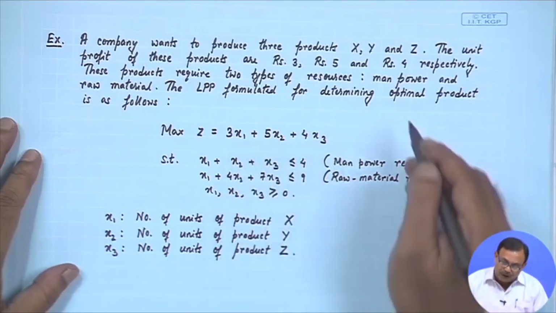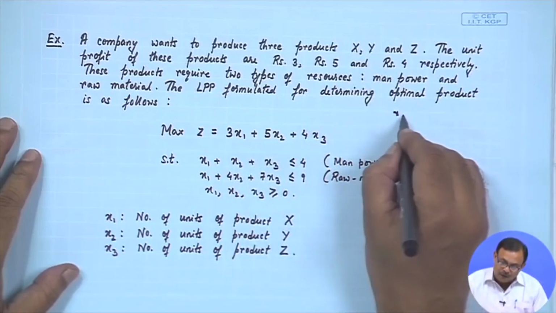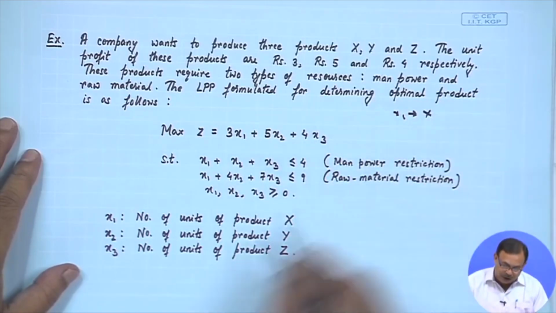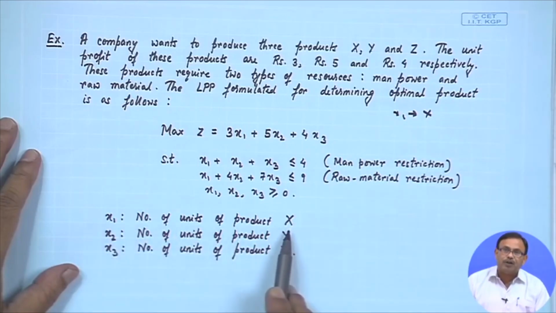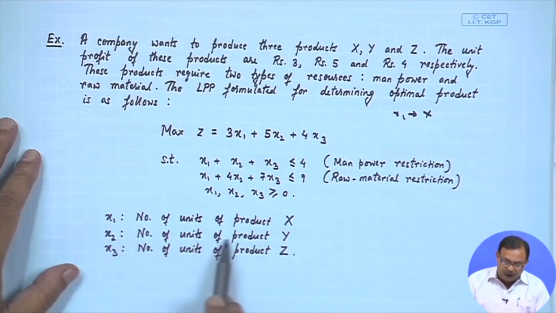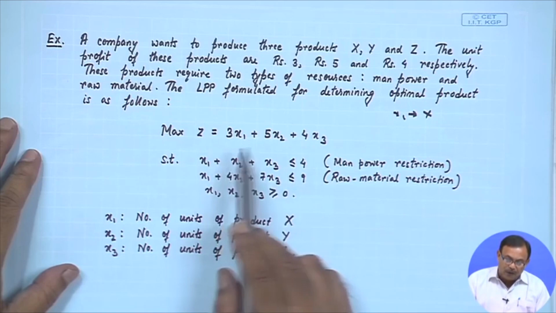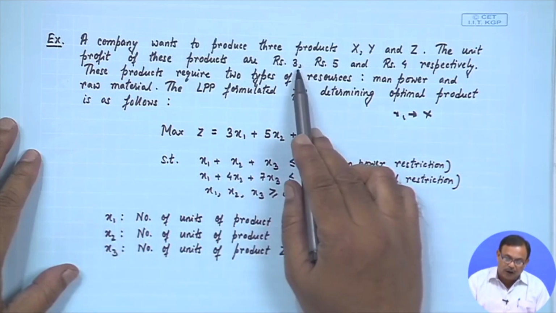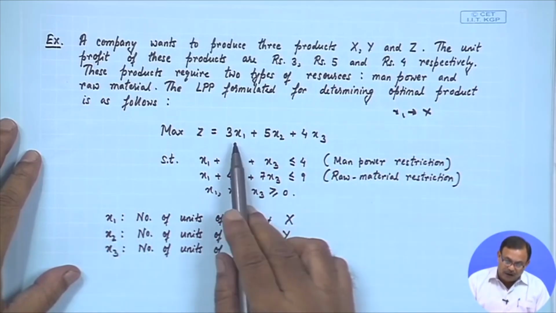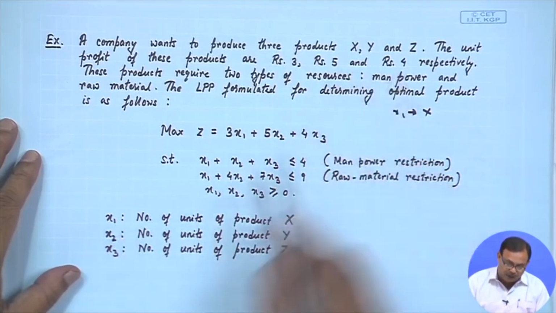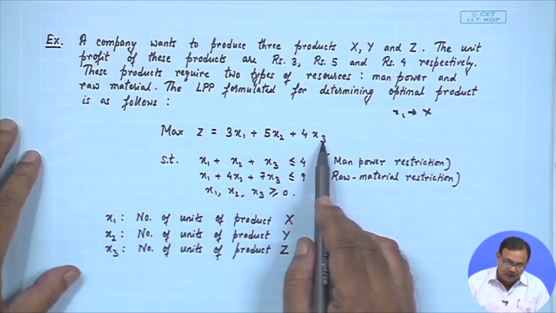Here I have written, x1 is the number of units of product x, x2 is the number of units of product y and x3 is the number of units of product z. So, in this case my problem will be to maximize 3 into x1, because unit profit for product 1 is 3. Similarly, I have to maximize 3x1 plus 5 into x2 plus 4 into x3.